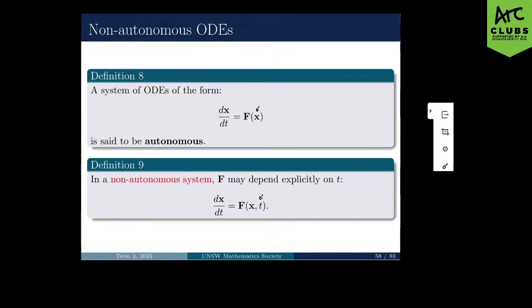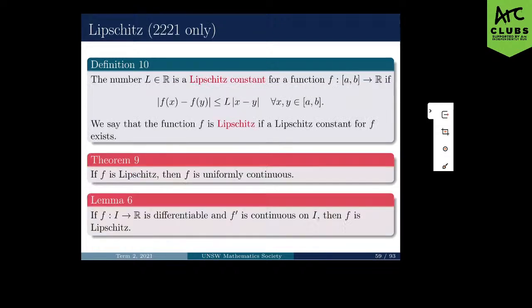So a question that we typically want to answer about ODEs is whether they have a unique solution. And before we really get to that, we're going to define the concept of Lipschitz. So a function defined on a closed interval a to b is Lipschitz if for all x and y on this closed interval, the function satisfies this property. So the absolute value of f of x minus f of y is less than or equal to some constant L times the absolute value of x minus y.